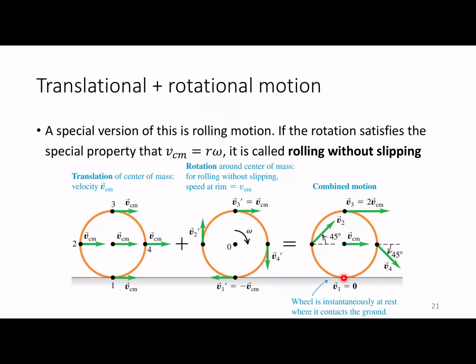And now notice the bottom. At the bottom, the translation is moving right. The rotation is moving left with the same speed. When I add those two up, I get 0. So there's this really crazy property of rolling without slipping, which is that the point at the bottom is instantaneously at rest. It is temporarily not moving. And that's kind of crazy.